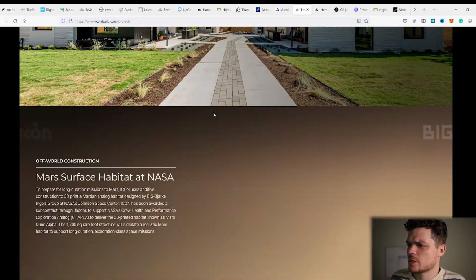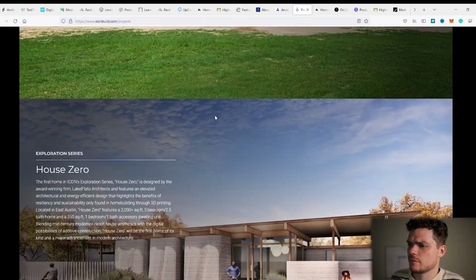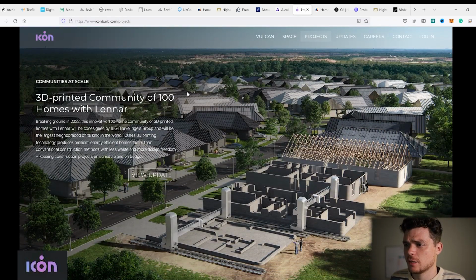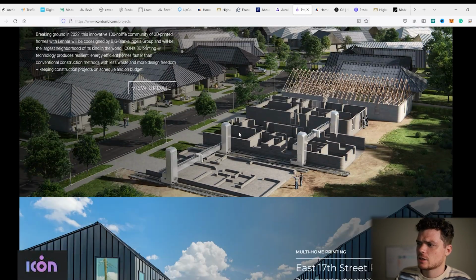Then we have some interesting things here in terms of 3D building. This is a company that's doing 3D printed communities. I'm curious to see this interaction between users and 3D printed spaces. It looks like they're developing a tool that can 3D print a house, which means they're developing a module that can 3D print a house.